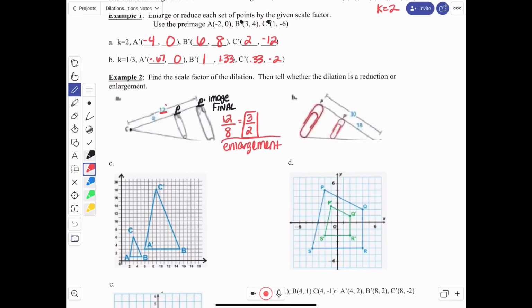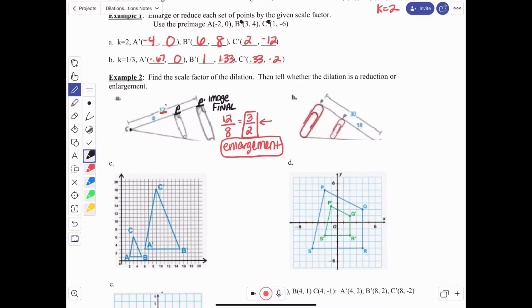Okay? Now, also, when you are typing these in Canvas, if you put down enlargement, this number, your scale factor, your K, should be bigger than 1. If you write down reduction, your number should be smaller than 1. So whenever you write down reduction, make sure you don't have a number bigger than 1, or vice versa. So keep that in mind as you're doing these.